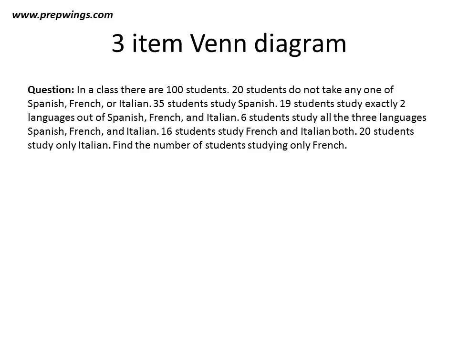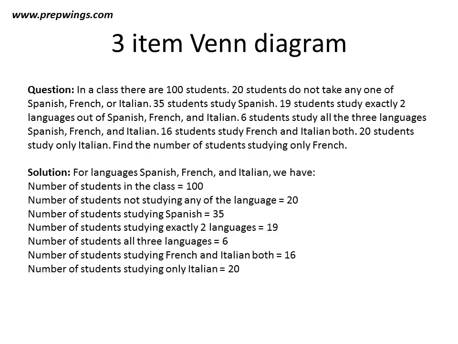Okay, this is a lot of data presented in this question to us. So first what we'll do is we will write down the entire data. So for languages Spanish, French and Italian, we have number of students in the class 100 first of all. Number of students not studying any of the languages 20. Number of students studying Spanish is 35. Number of students studying exactly 2 languages is 19. And number of students studying all the 3 languages is 6. Also number of students studying French and Italian both is 16. And number of students studying only Italian is 20. Okay, so we have jotted down the data now.